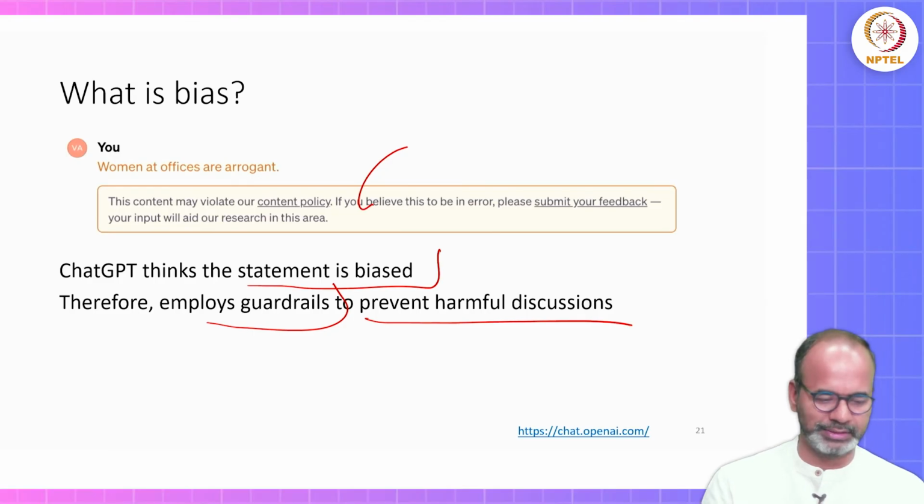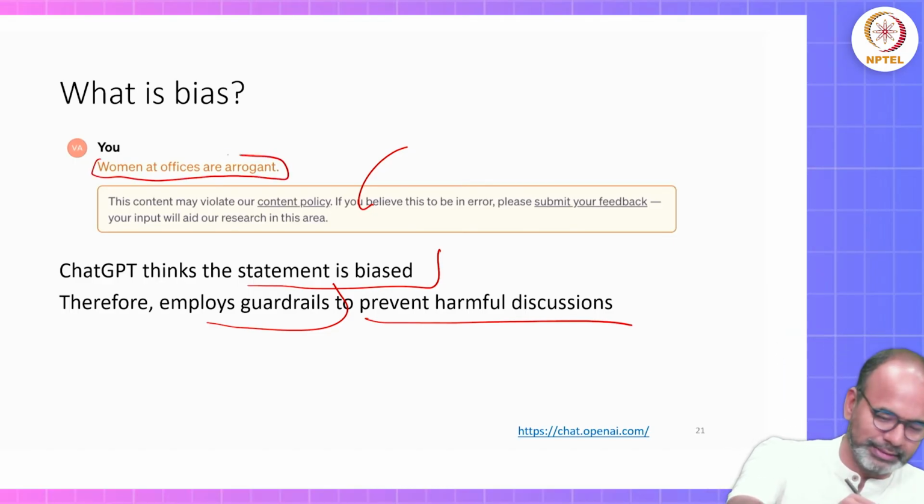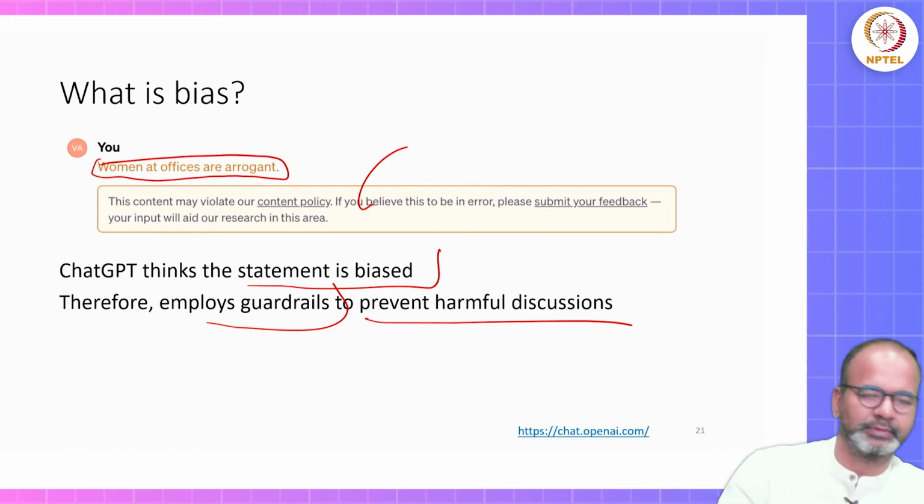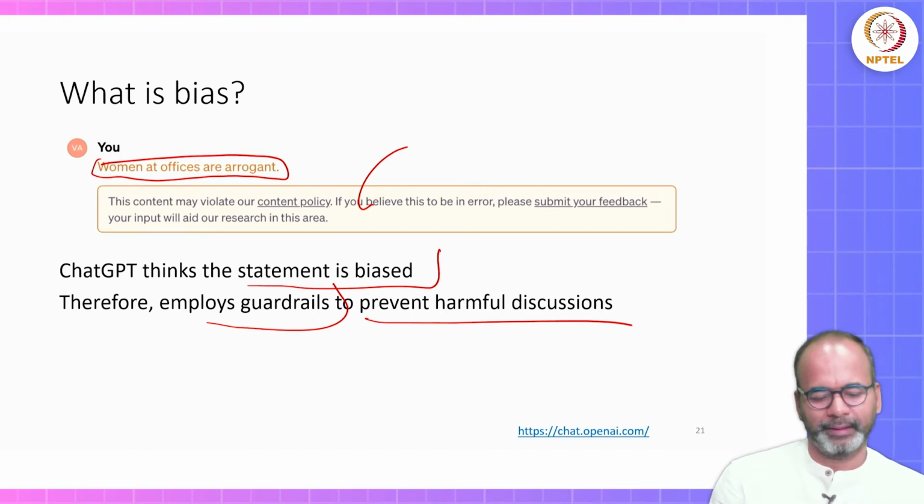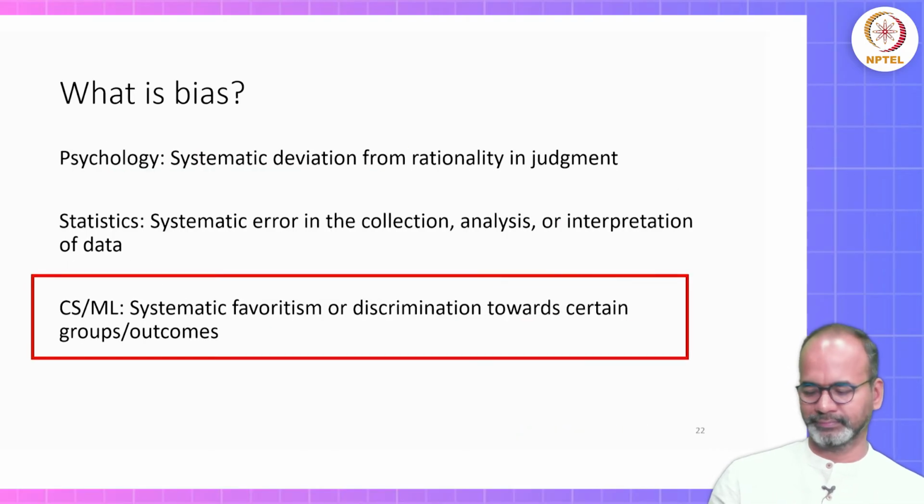We'll actually come back to "women at offices are arrogant" when we look at one part of a research where the goal is to actually improve the context that is there in this text. The context could be, so to say, what about the office? Which office are we talking about? Things like that. Can you increase the context in this prompt so these models actually provide you more meaningful responses than provide only a guardrail?